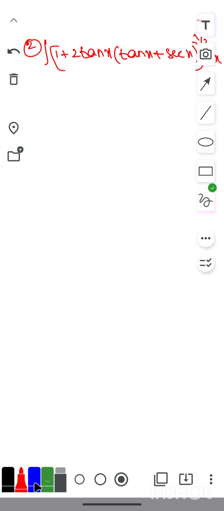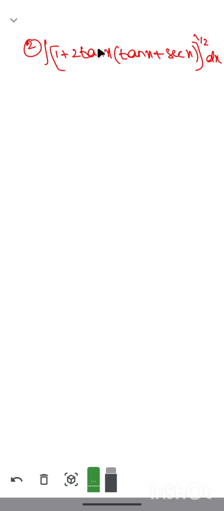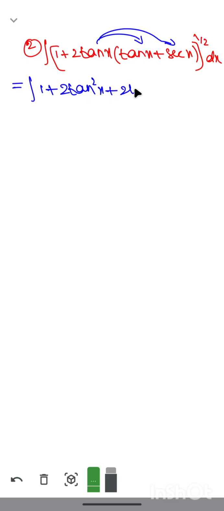Now to find the solution of the given problem, let us understand how we can rewrite the given question. See here, when I multiply this 2 tan x with these two terms, let us see what we will get. We get integration of 1 plus 2 tan x into tan x, which is 2 tan square x, plus 2 tan x into secant x, whole to the power 1 by 2, as it is, and dx is also as it is.